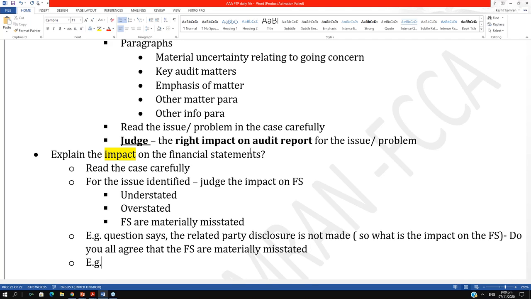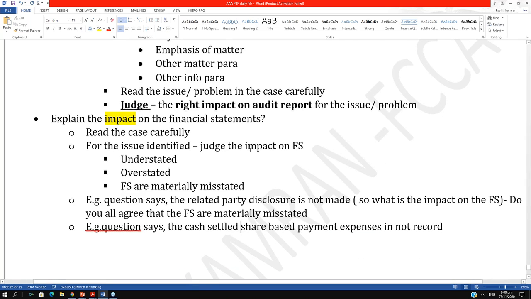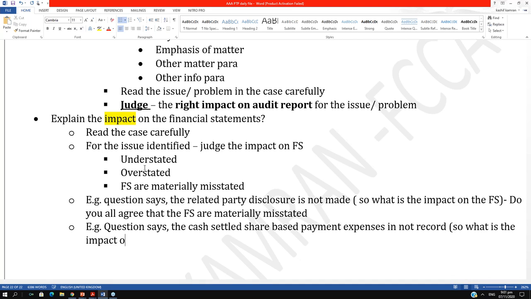Take one last example. Suppose the share based payment expense is not recorded, and it is cash settled. It is a cash settled share based payment expense not recorded. So what is the impact on financial statements? In this case, the liability and expenses are understated. Do you agree?